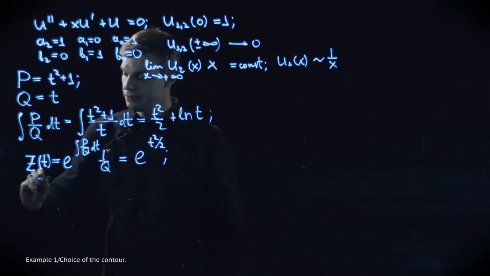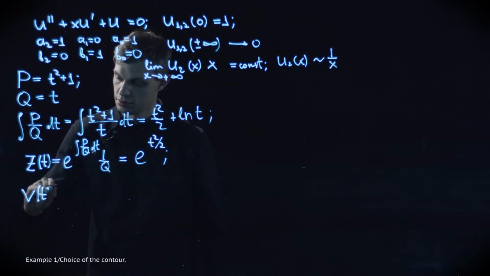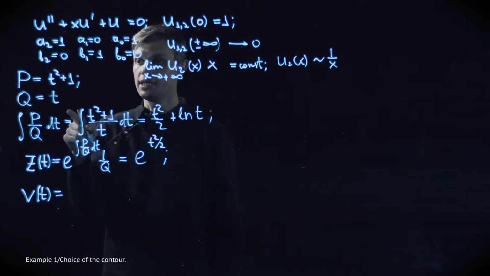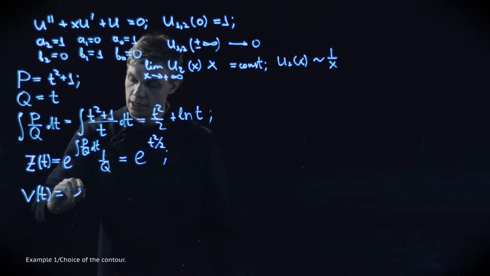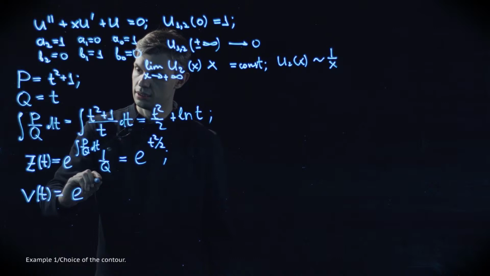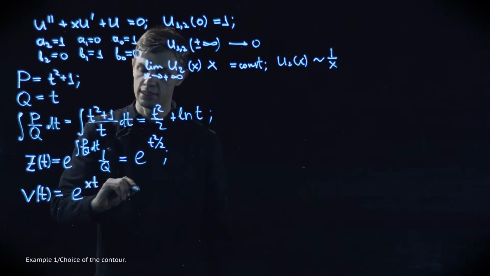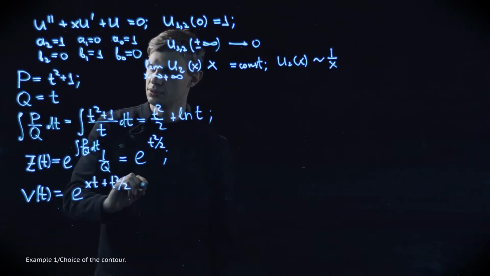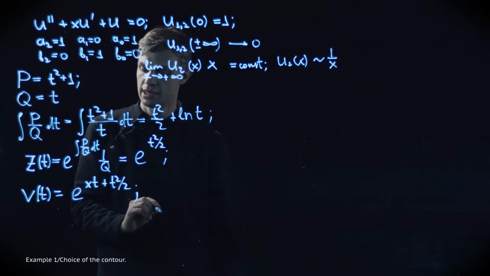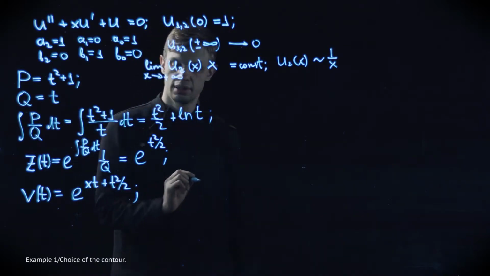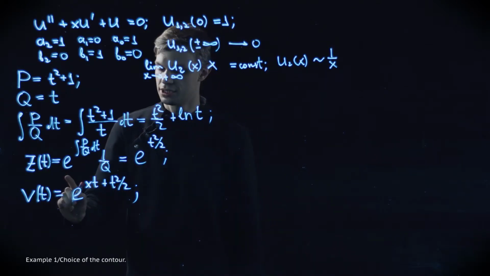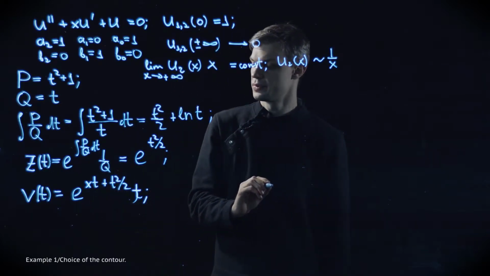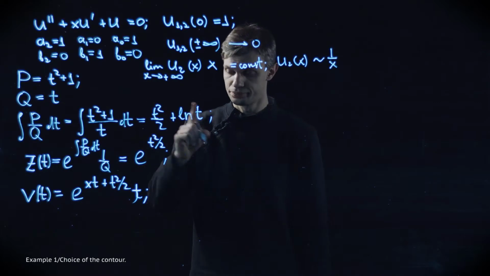Right. Now the v function is basically the z function times Q and times e to the xt. So it's simply e to the xt plus t squared over 2. Right. And the v function is the following thing, multiplied by t.